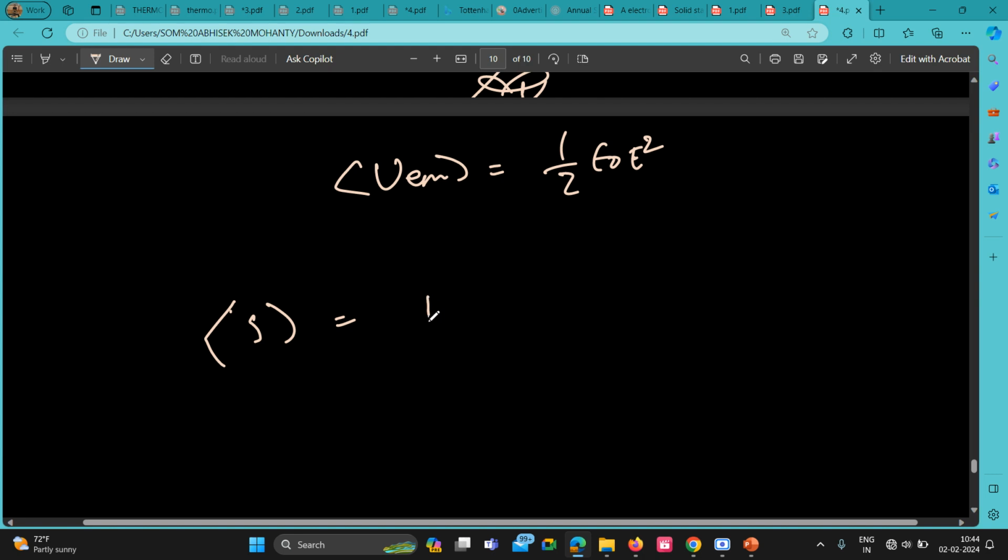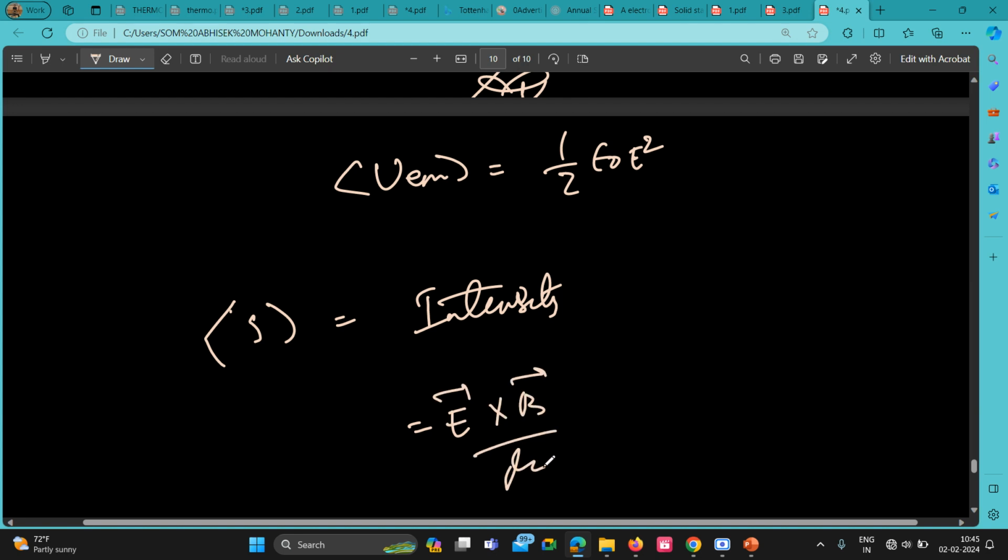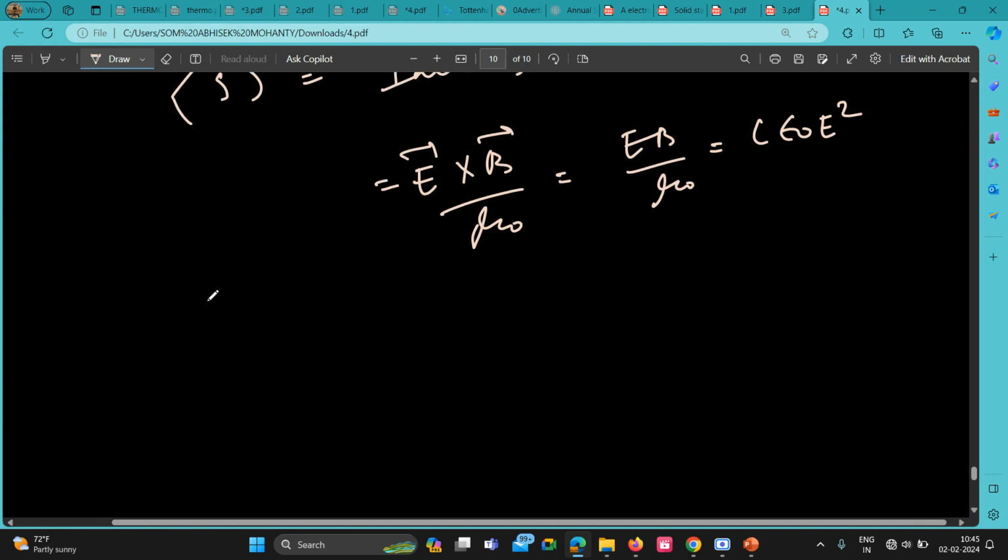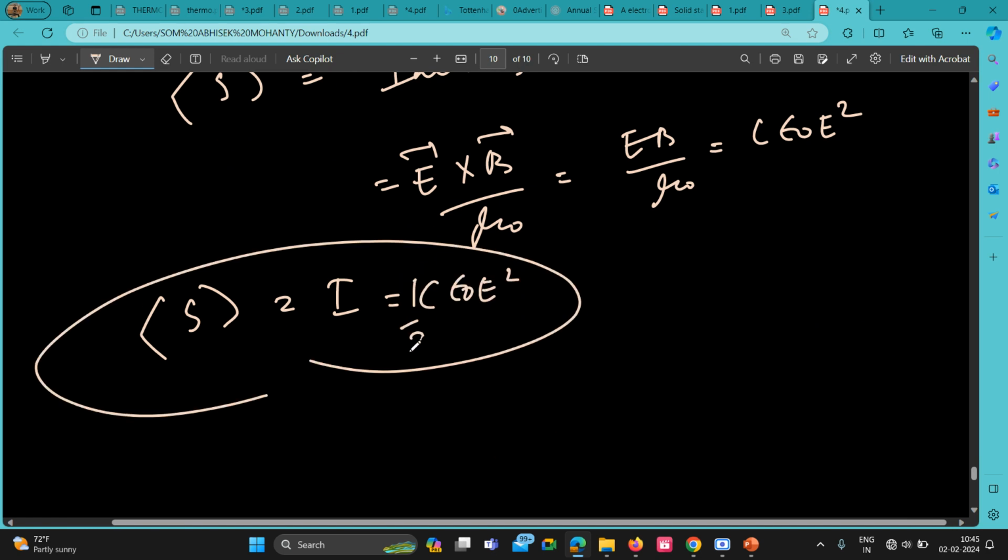Average Poynting vector is called intensity. Intensity is E cross B by mu naught. I can write it as E B by mu naught, that is c epsilon naught E square. So I is equal to c epsilon naught E square. Just remember this formula. Or half c epsilon naught E square.